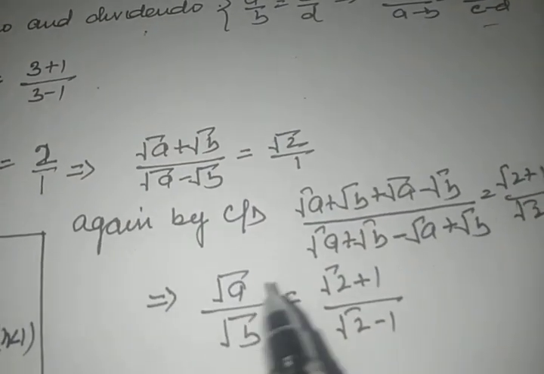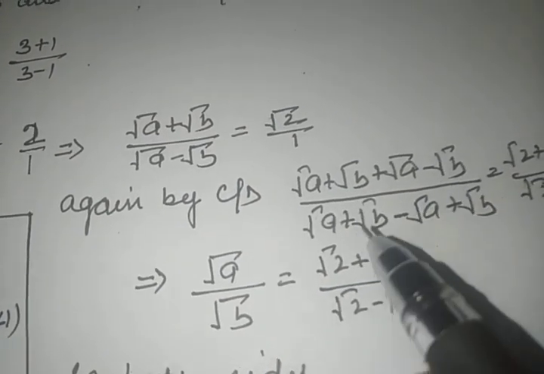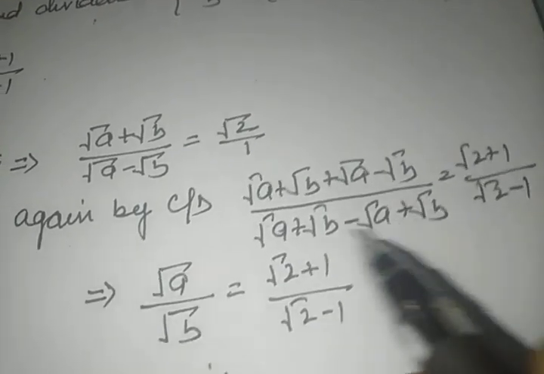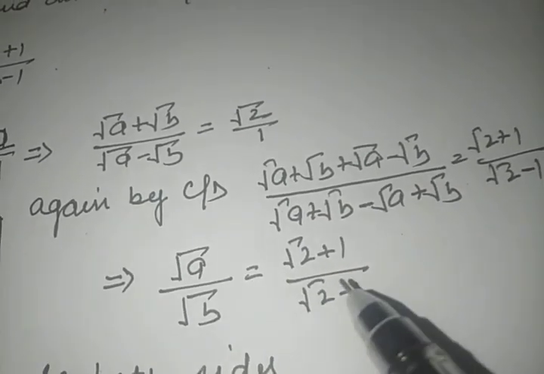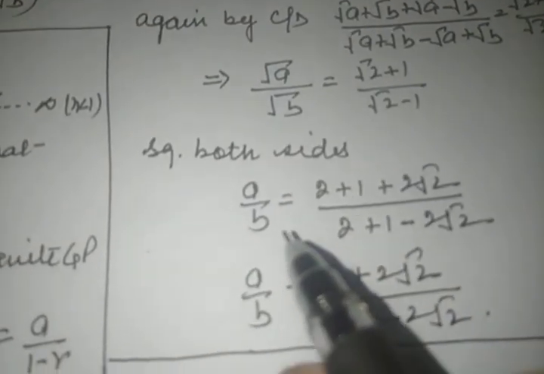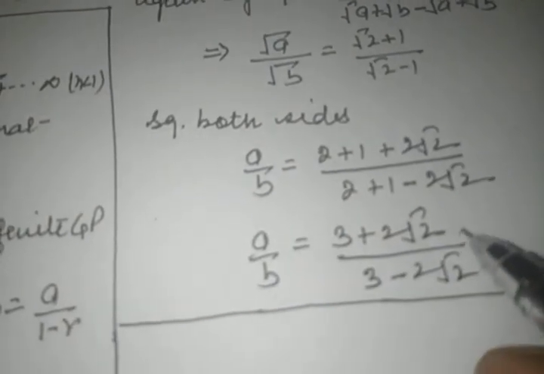Again apply the componendo and dividendo rule. So we get root a upon root b is equal to (root 2 plus 1) upon (root 2 minus 1). So squaring both sides we get a upon b is equal to this much. This was to be proved.